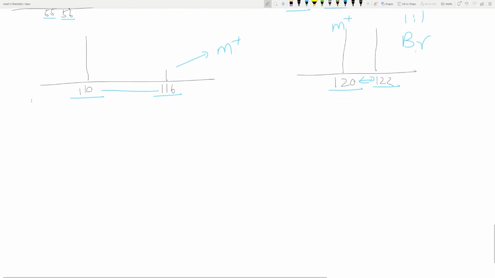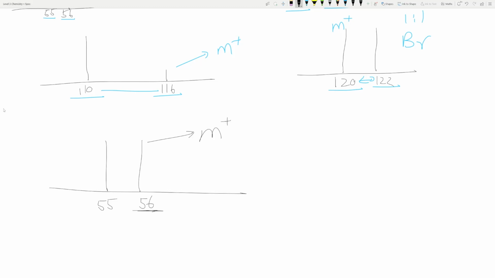Let's just do one more really quick, actually 2 more. If I have one here, 1 tall one, 1 tall one, if this is 55, if this is 56, you cannot say the 56 is a carbon isotope. That's way too big. So we go with the furthest right-hand side. This is the M plus peak.